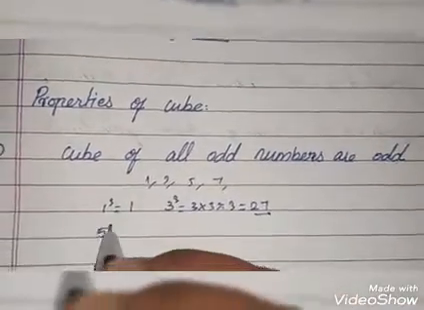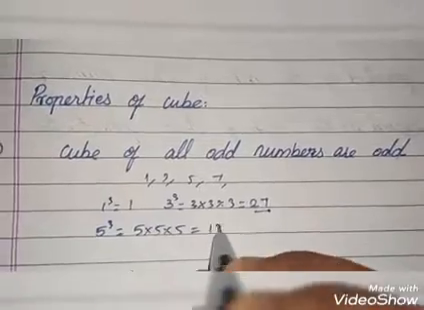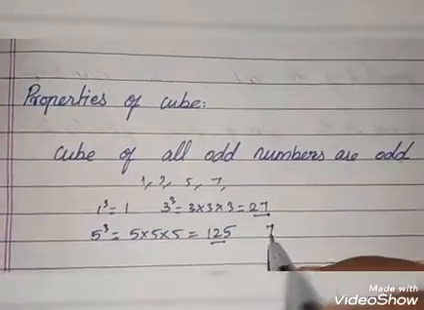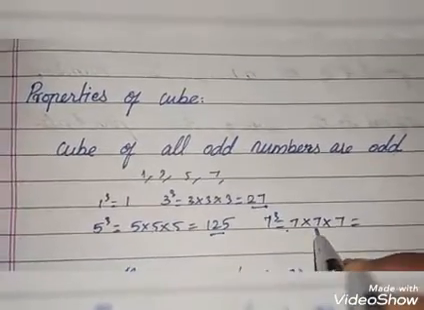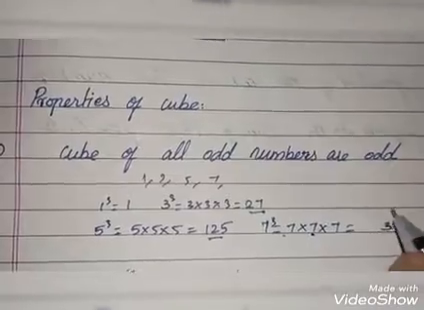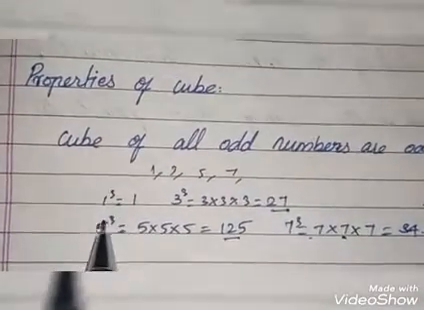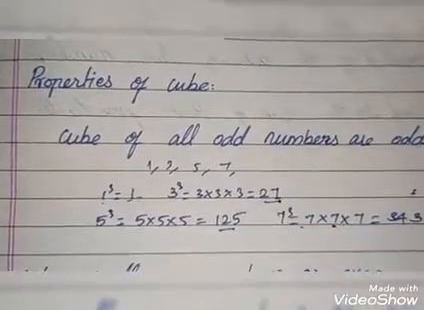And then 5 cube is 5 into 5 into 5, so 125. So 125 is an odd number. And then 7 cube is equal to 7 into 7 into 7. 7 7s are 49, 49 into 7 gives 343. So now you can see the cube of all odd numbers becomes only odd numbers.